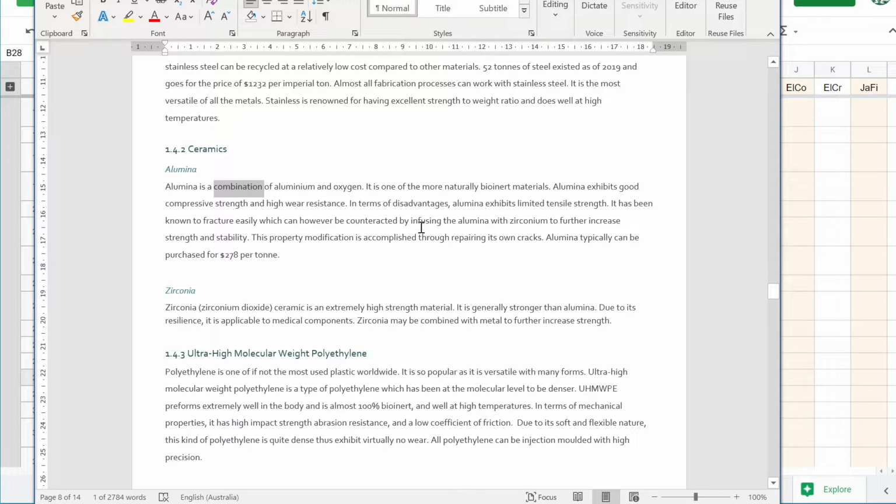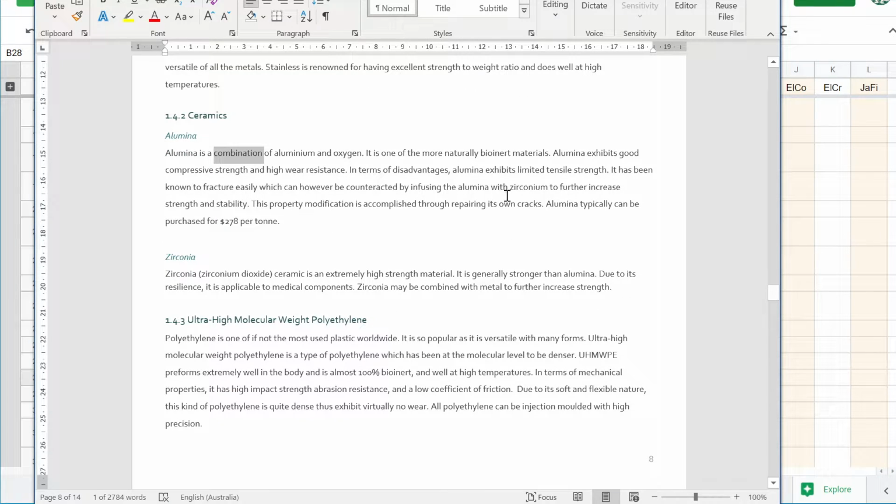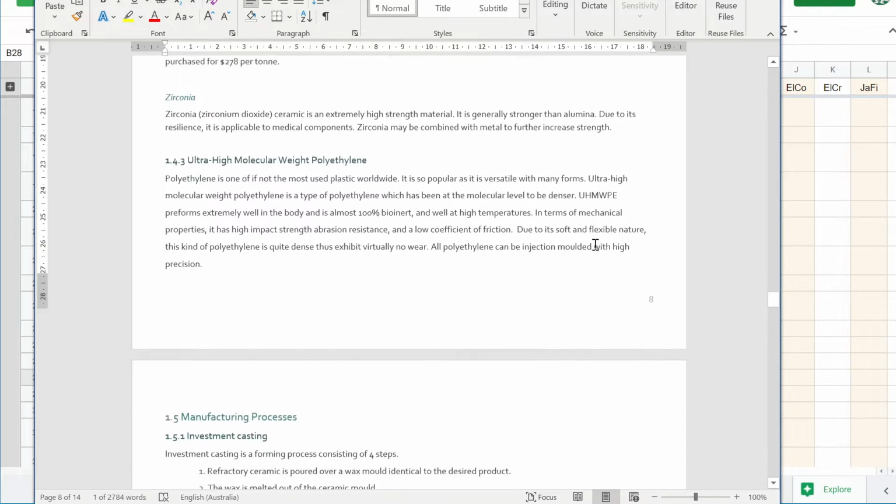It is a naturally bioinert material. It has good compressive strength, high wear resistance. In terms of disadvantages, it has limited tensile strength. It can fracture, but this is counteracted by infusing the alumina with zirconium to increase strength and stability. It has a cost about this.